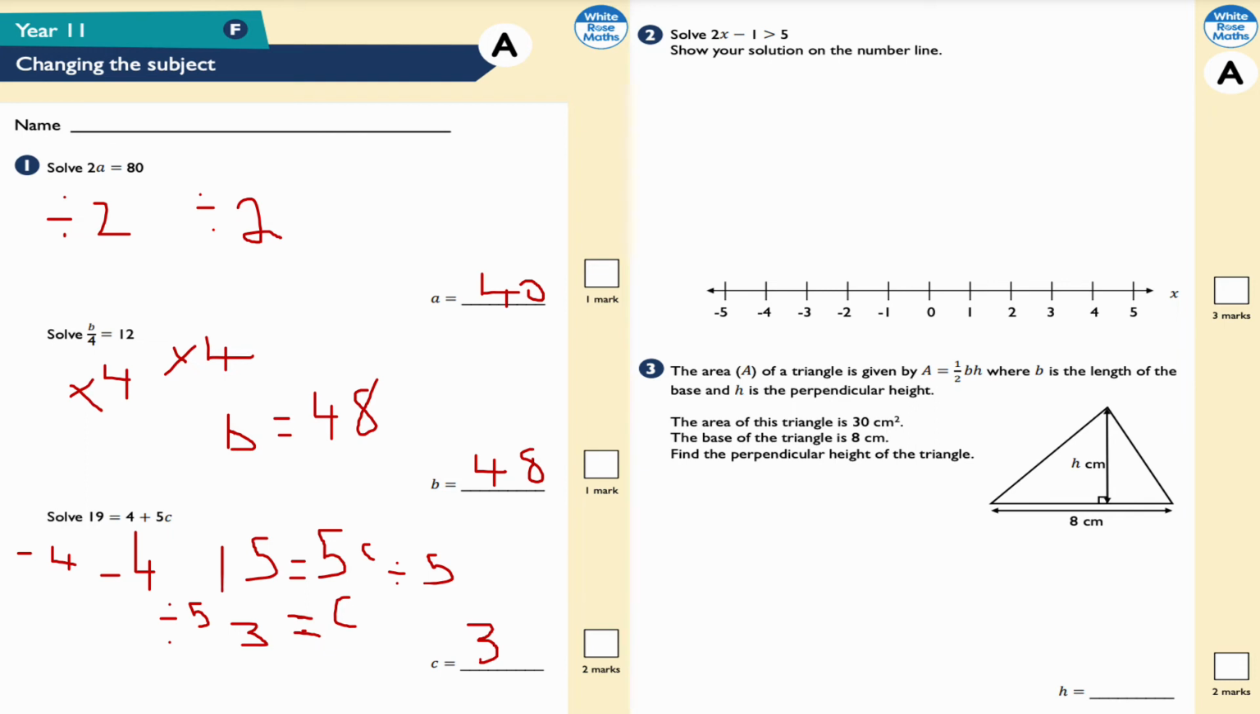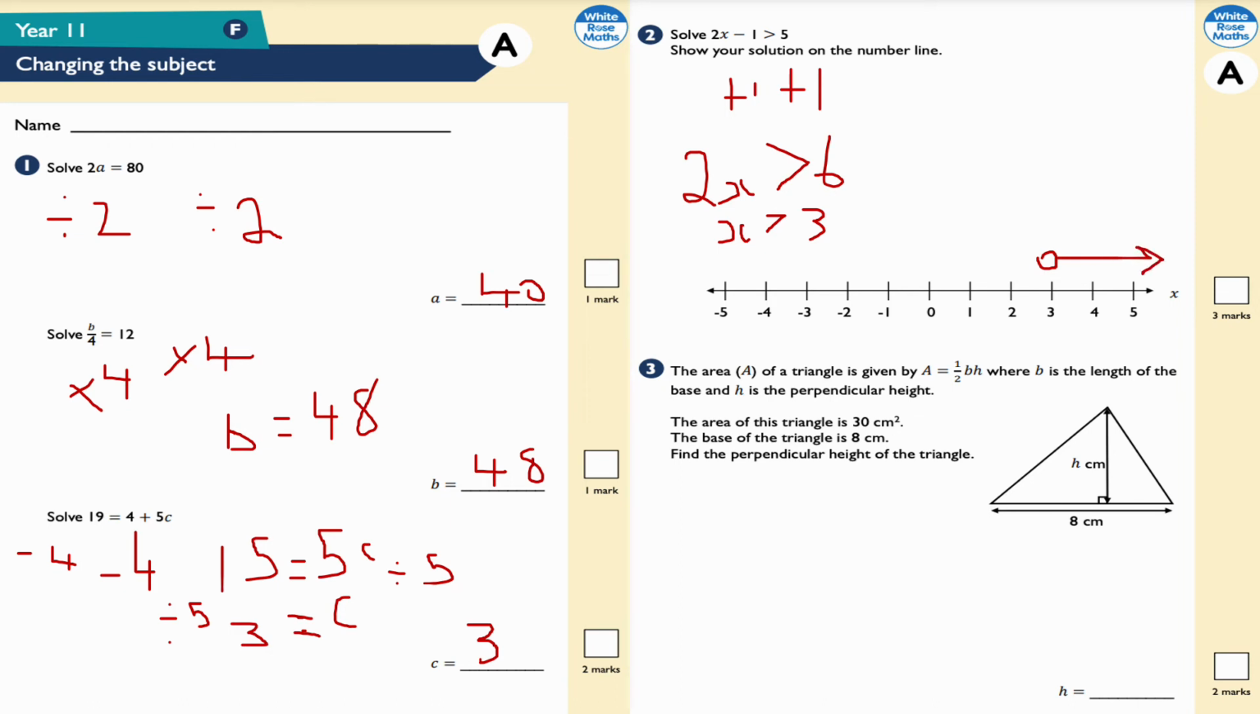This is question number 2. Solve the inequality. If I add 1 to both sides and then divide it by 2, I get 2x is greater than 6. Dividing both sides by 2, I get x is greater than 3. So it's a hollow circle and it's greater than 3.